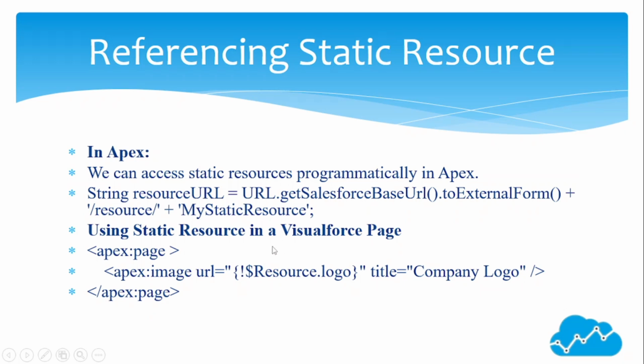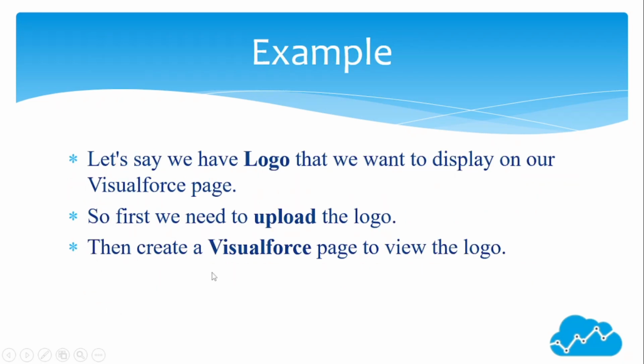Using a static resource in a Visualforce page: apex:image url equals opening curly brace, exclamation mark, $Resource.logo, the file name, then closing curly brace, title equals company logo, anything we can provide here, then closing the apex page. For example, let's say we have a logo that we want to display on our Visualforce page. First we need to upload the logo, then create a Visualforce page to view the logo.